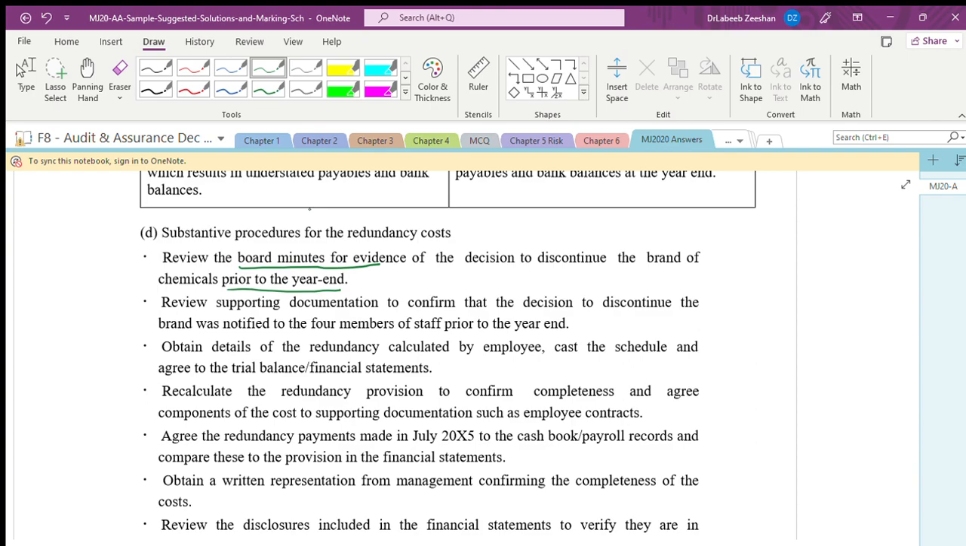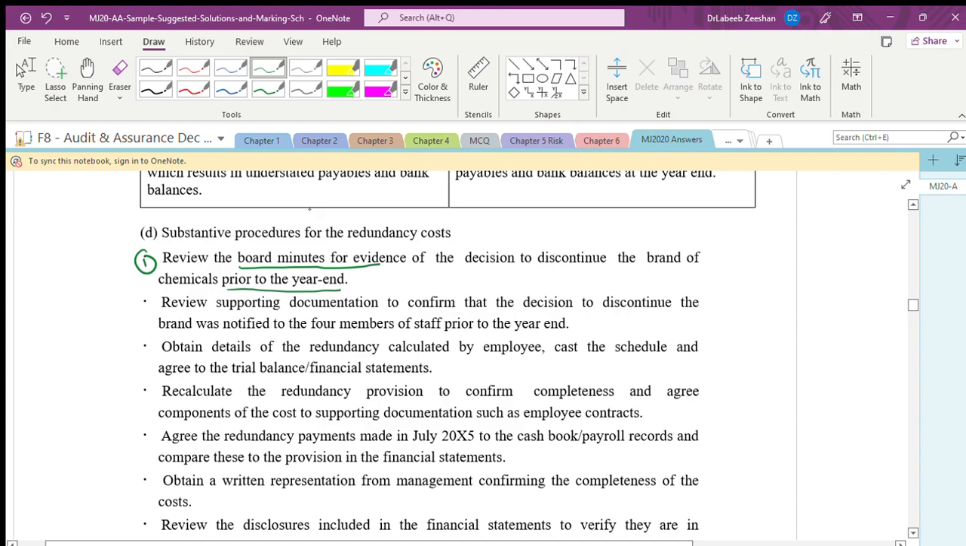When there is a discontinuation, it is not a decision taken by the lower level or any management level. This decision is going to be taken at the top level. If that is the case, first you have to review the board meeting minutes, then you have to discuss. That is the substantive procedure, one by one.